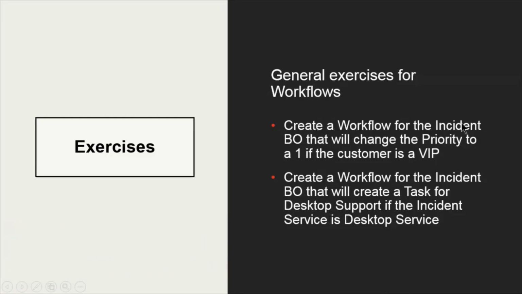So create a workflow for the incident business object that will change the priority to a 1 if the customer is a VIP. Remember, you can change the priority or just change the urgency and impact, and that will change the priority. To ensure that the customer is a VIP, go to their employee record, and then there's a little box at the top of the page that you can check, and that makes them a VIP. Make sure you save it afterwards. Okay, and then the second workflow is going to create a task for desktop support if the incident is desktop service. So give those a try.